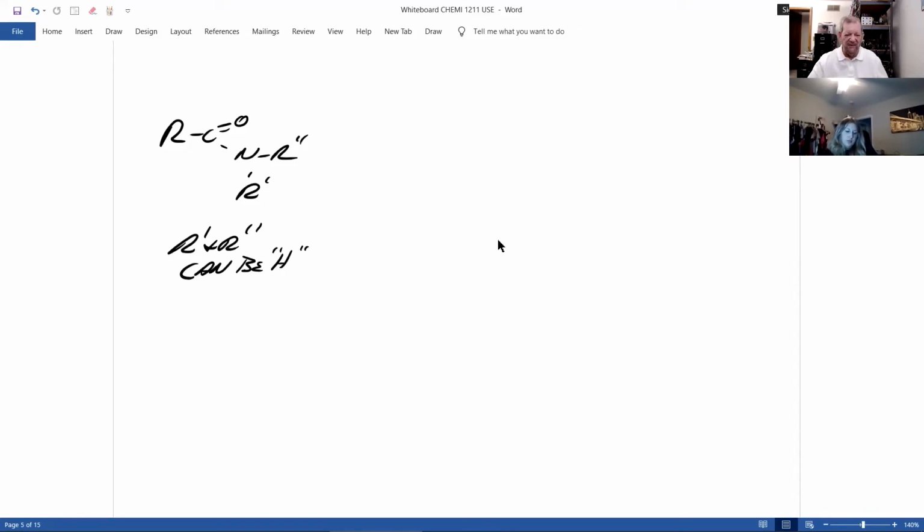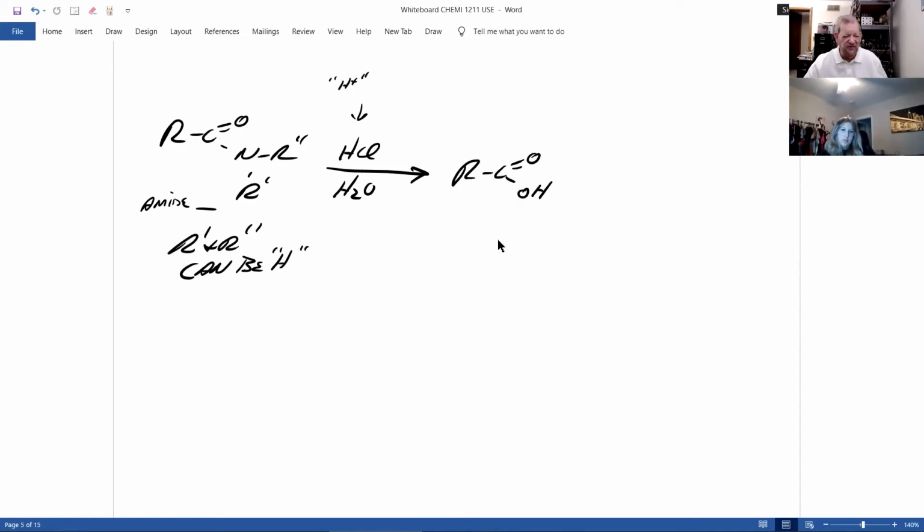Remember, R prime and R double prime can be hydrogen. And if we react it, and sometimes I'll write it like this, that means you react this amide with HCl acid, H plus, and water. And what you get back is the carboxylic acid you would have used to make that amide. Keep your eye on the carbonyl. The R group is still there. And you don't get the amine you would have used to make that amide. You get the amine salt, because the amine you get immediately reacts with the acid to give you this.